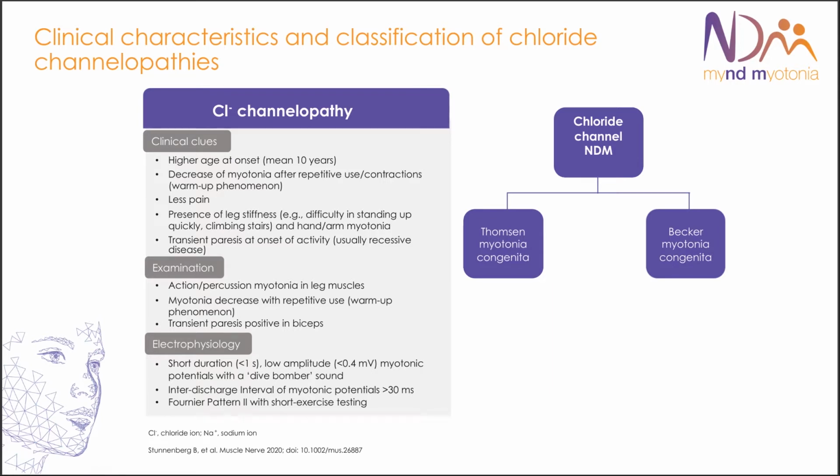So in clinical examination, we can sometimes find myotonia in leg muscles. Myotonia will decrease with repetitive use. This is the warm-up phenomenon. And remember that we can have this transient paresis that can be present in biceps muscles. And as you will see later, there are some specific electrophysiological features.